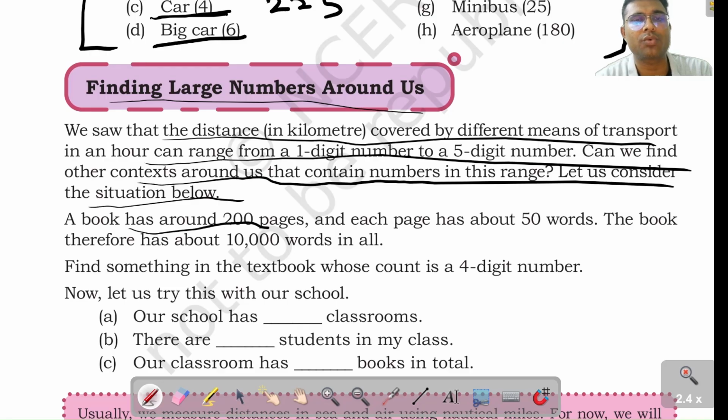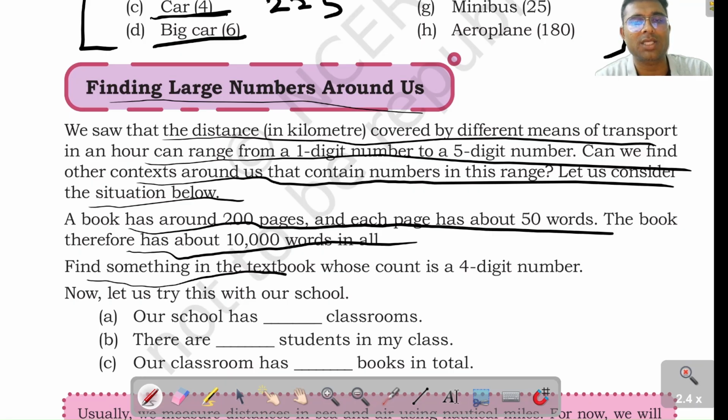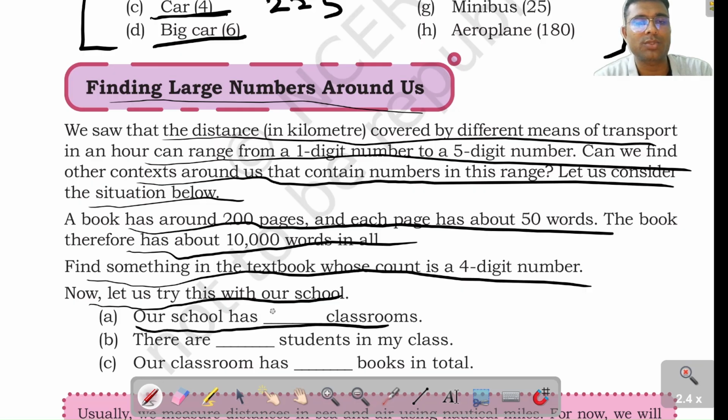A book has around 200 pages and each page has 50 words. The book therefore has about 10,000 words in all. Find something in the textbook whose count is a 4-digit number. Now let us try this with our school. Our school has dash classrooms. So our school has बच्चों 25 classrooms.